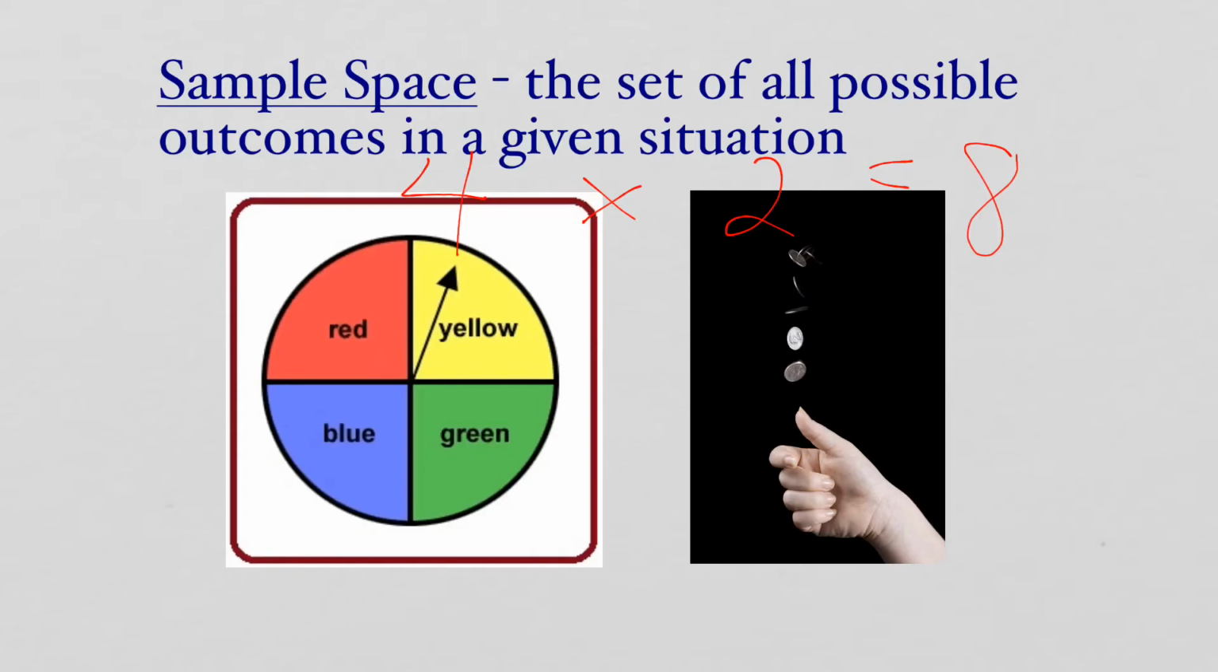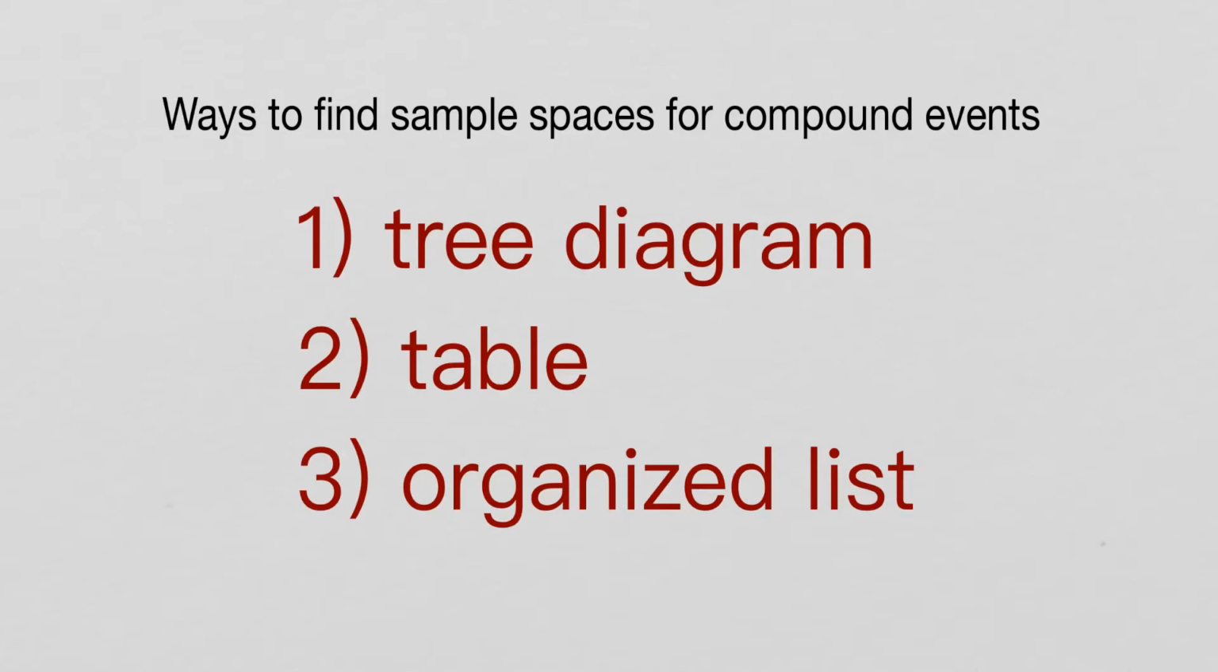Now, when you're figuring out compound events and looking for those sample spaces, there's 3 different ways that we typically look at to do that. They're a tree diagram, a table, and an organized list. Each of them has kind of their own times when they're good and times when they're not so good. As you do this more and more, you'll find hopefully a comfort level of when you should do a tree diagram versus when you should do a list and so forth. Okay, so let's just look at each of these 3 quickly.